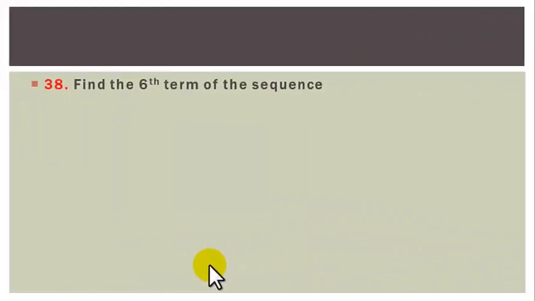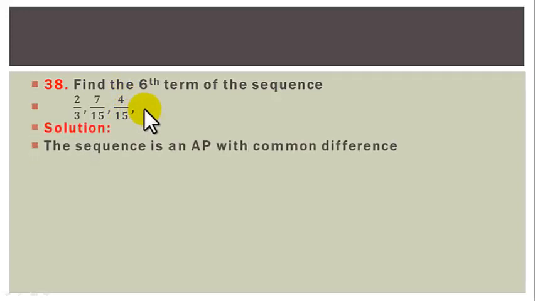Question number 38. Find the sixth term of the sequence 2 over 3, 7 over 15, 4 over 15, and so on. Solution. The sequence is an AP with common difference D equals 7 over 15 minus 2 over 3, equals 4 over 15 minus 7 over 15. And this is equal to minus 3 over 15. That is the common difference.